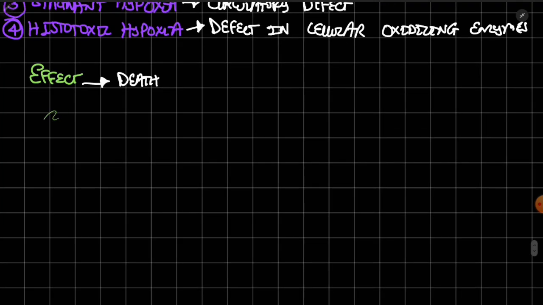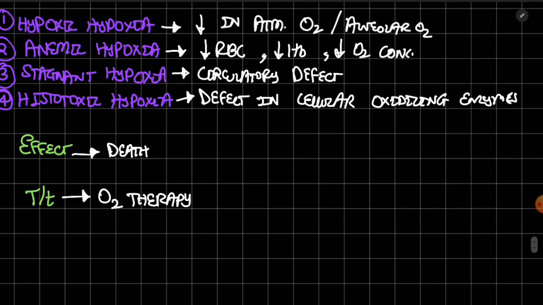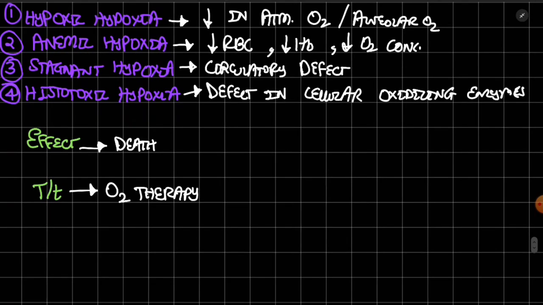Now the treatment. Basically the treatment is oxygen therapy. In cases of stagnant hypoxia, some surgeries can be performed to remove the clot, or in cases of myocardial infarction and blockages, open heart surgeries are performed. But in hypoxic hypoxia, a patient can be given 100% O2. In anemic hypoxia, the patient can also be given O2, and blood transfusion can be done. So this was all about the treatment.